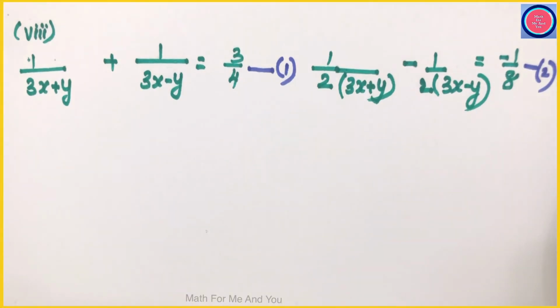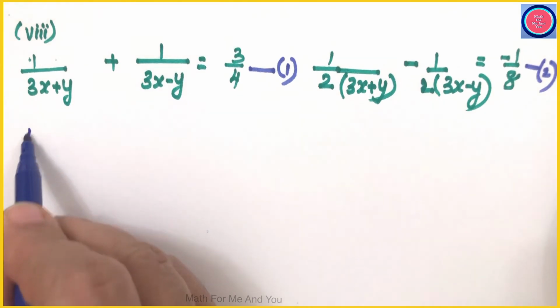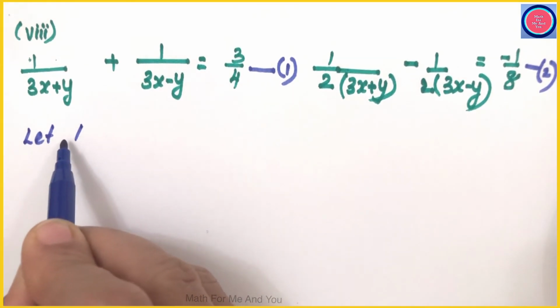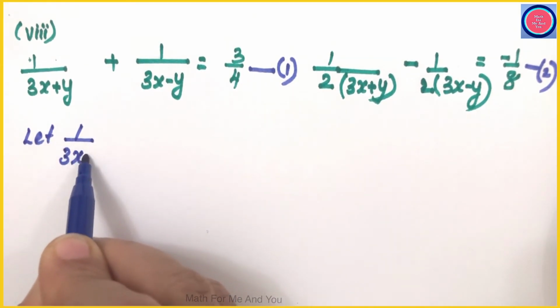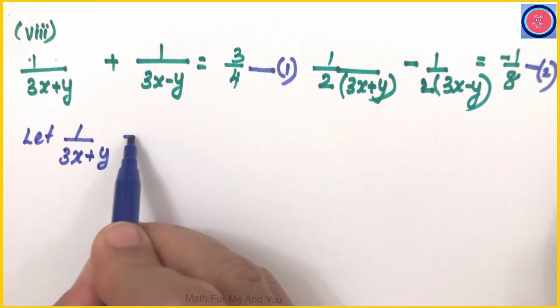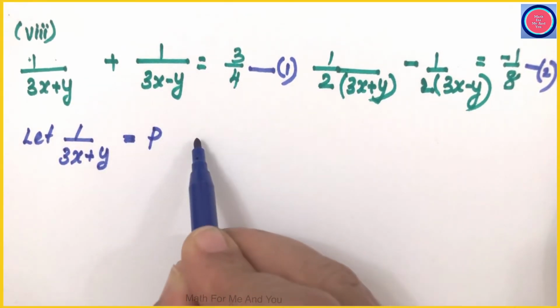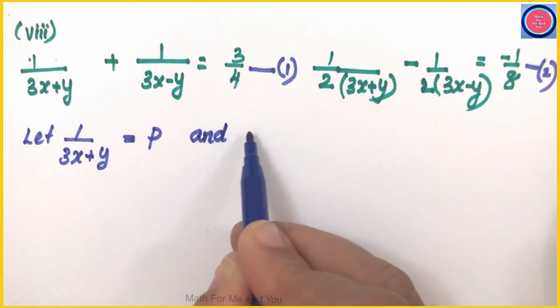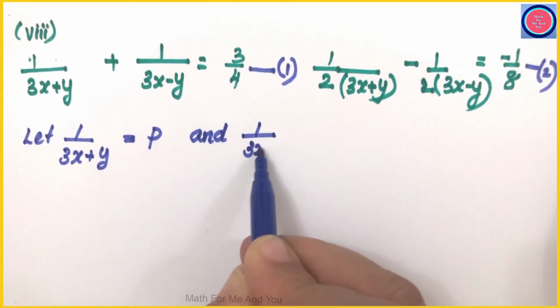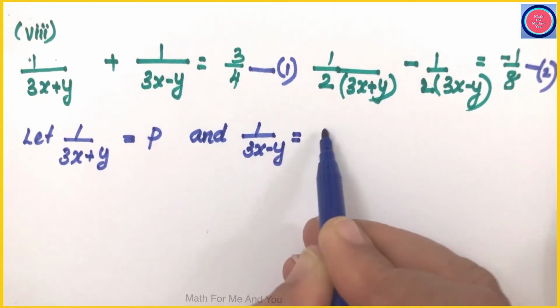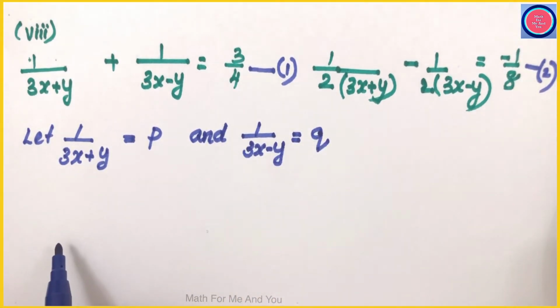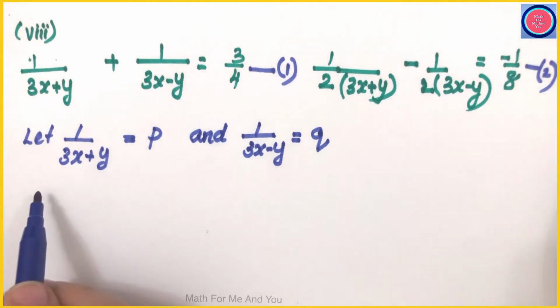Question number 8. 1 over 3x plus y plus 1 over 3x minus y equals 3 over 4. We have marked it as equation number 1, and the second equation we have taken as equation number 2. Look at the denominators. Both equations have the denominators 3x plus y and 3x minus y. So what will we do? Yes, we will take 1 over 3x plus y as variable p and 1 over 3x minus y as q.